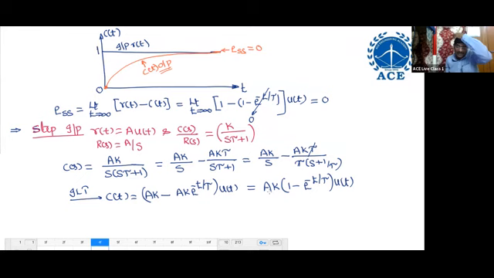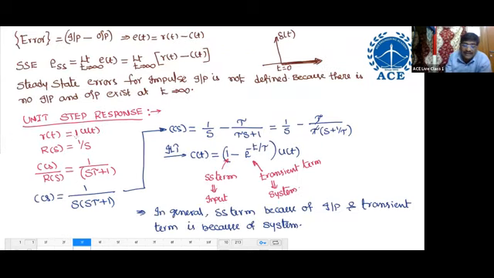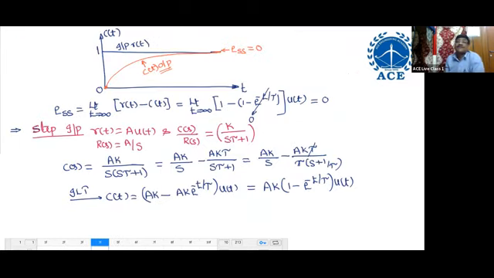In the ideal case, in the previous case, I took A as 1 and K also 1. That's why the steady state value came as 1. Steady state value means t tends to infinity: substitute, the exponential becomes 0, and we get 1. But practically, sometimes they ask: what is the steady state value for step response? It is decided by the amplitude of input and the system gain K.